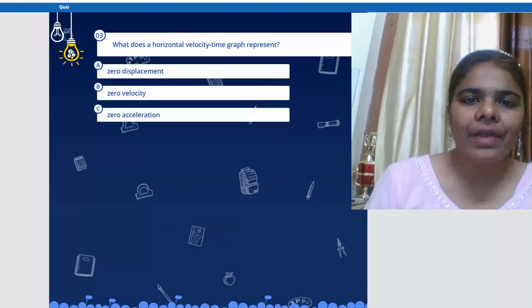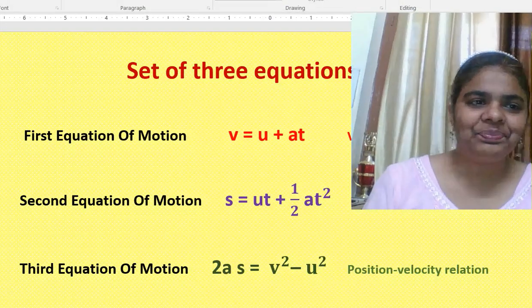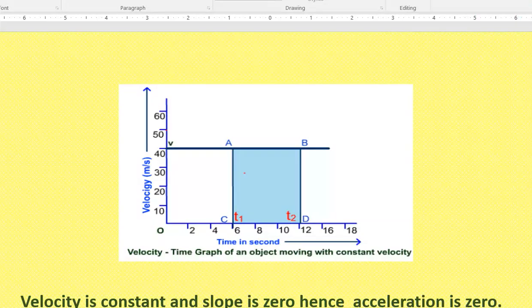What does a horizontal velocity time graph represent? Remember horizontal velocity time graph? Let's see it. Here it is. Here you can see it is parallel to time axis. That means there is no variation of velocity along y-axis. So it is showing no variation in velocity, means velocity is same, constant. So velocity is constant, slope is 0, and hence acceleration is also 0.